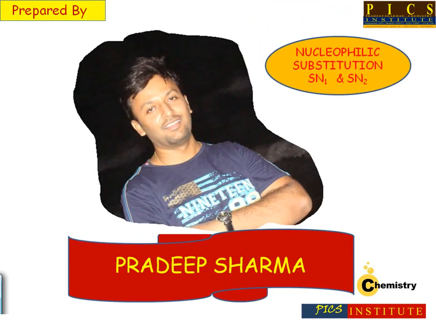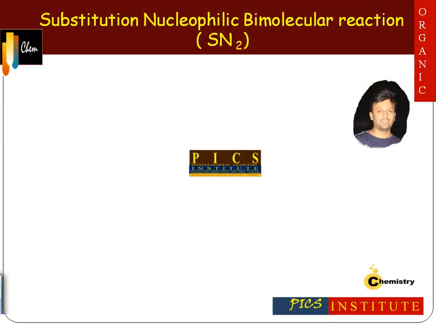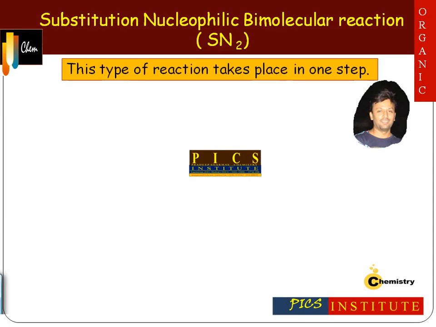In this video lecture, we will understand nucleophilic substitution SN1 and SN2 reactions. First of all, SN2, that is substitution nucleophilic bimolecular reaction. First of all, remember this type of reaction takes place in one step. So, here the reaction is substitution of halide by nucleophile.